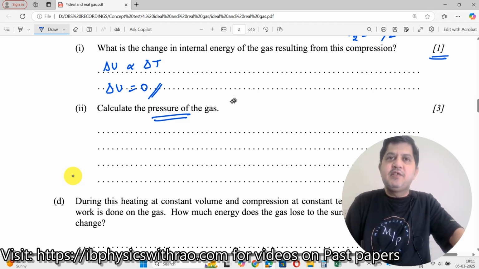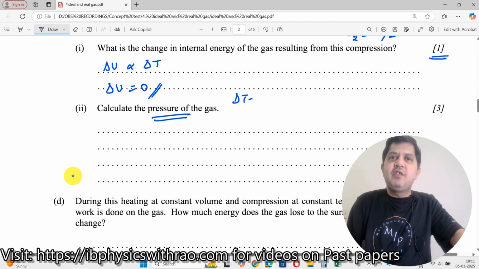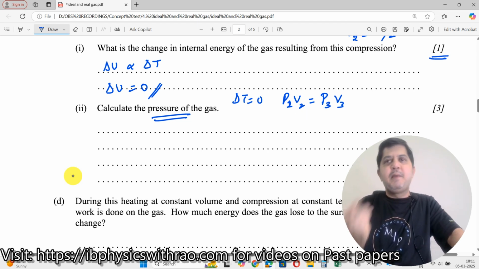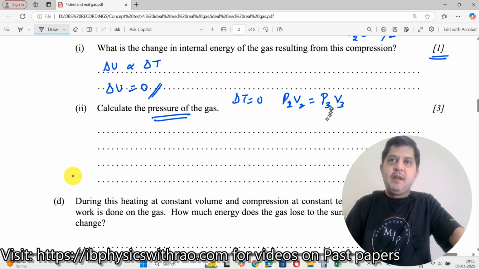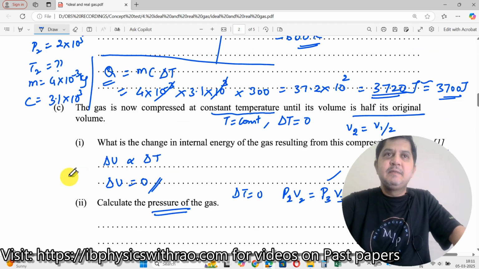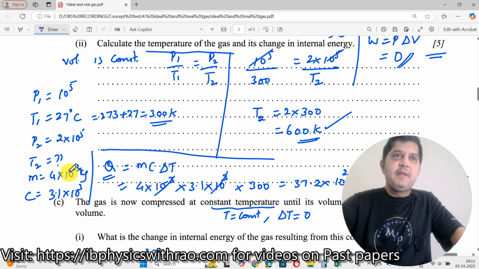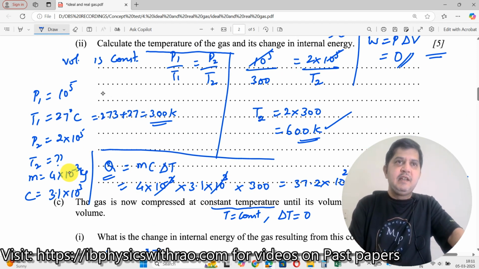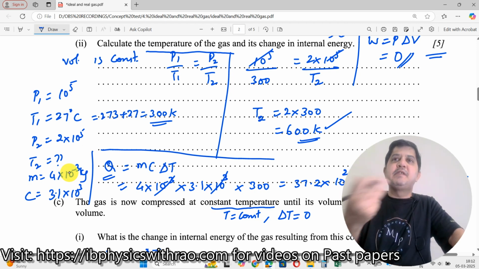So you can use delta T equal to 0, which means I can use P2 V2 is equal to P3 V3, because we already used P1 V1, so I'm not going to use this. I'm going to use P2 V2 equal to P3 V3. Now P3 is a new pressure. P2 is an old pressure. P1 was the first pressure, before there was some change in the new pressure. Then you get P2, and now you are getting P3 also here.